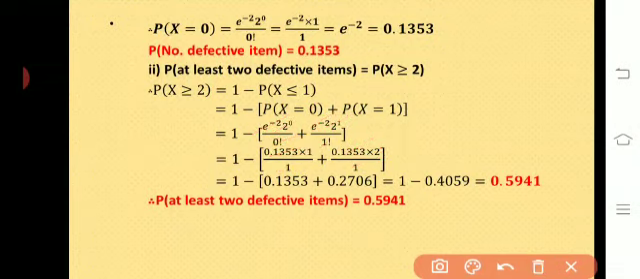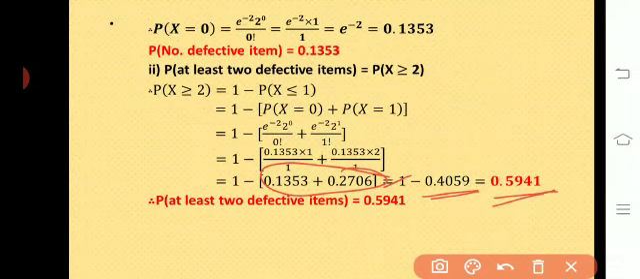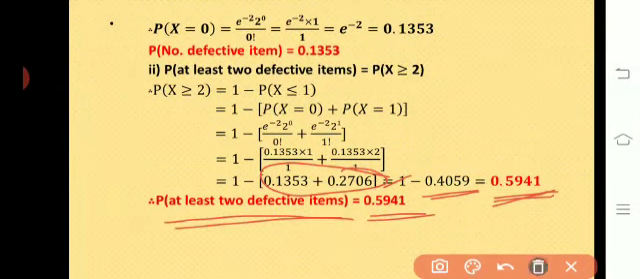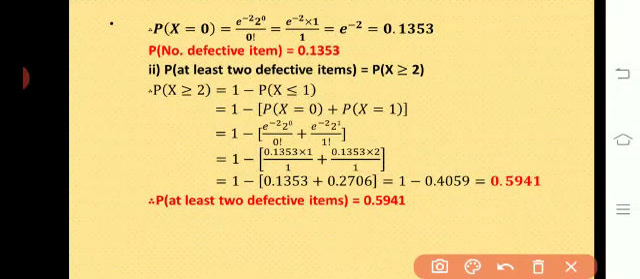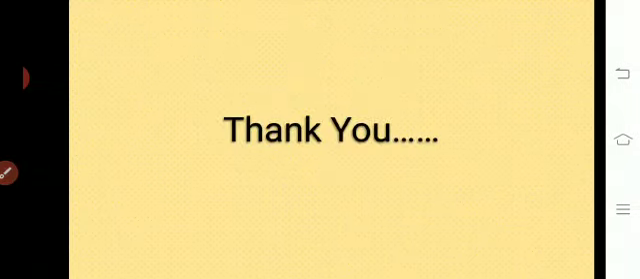If you simplify this, then you will get 1 minus 0.1353. Simplify this, you will get 0.2707. Then 1 minus, adding this bracketed quantity, you will get 0.4059, and subtracting from 1, you will get 0.5941, and that is the probability of at least 2 defective items: 0.5941. So this is the first example for 5 marks on Poisson distribution. In the next class, we will solve some more 5 mark questions on Poisson distribution.